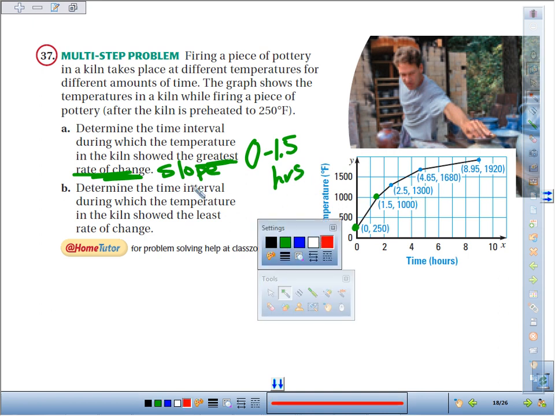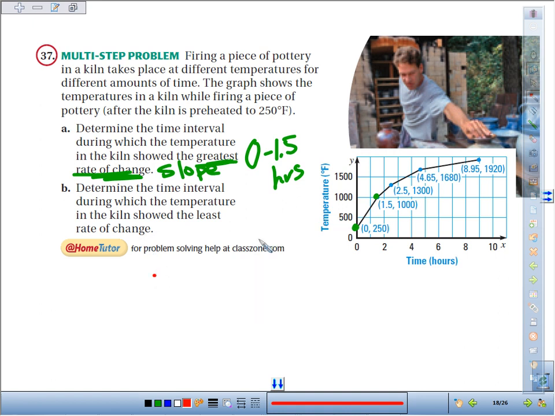Part B says, determine the time interval during which the temperature in the kiln showed the least rate of change. Doesn't mean we just look for the smallest section. When did the kiln show the least rate of change? Rate of change, again, is just slope. When did we see the smallest slope, or the least steep part of the graph?